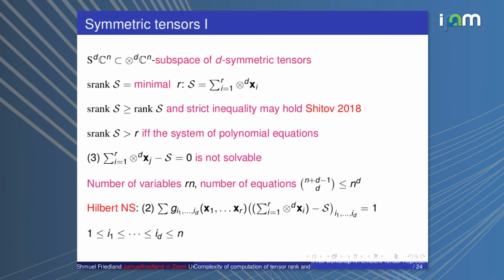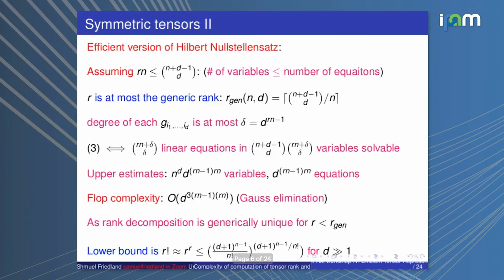So the Hilbert Nullstellensatz here is the same as before. You have g_{i1...id}(x1 up to xr) times the right-hand side of 3, and its sum equals 1. And i1 up to id are non-decreasing. Okay, David, please go next. We'll go to the next slide.